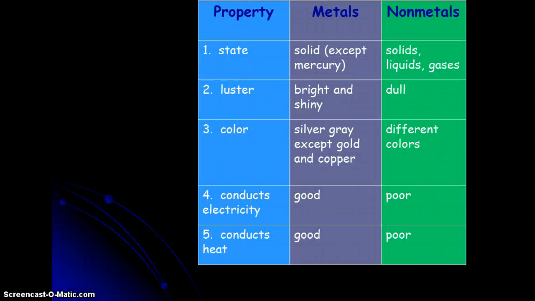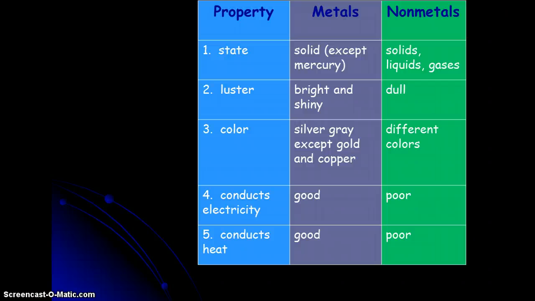Then we watched a series of 3 videos on metals, nonmetals, and metalloids, and those clips are summed up in this table where the state can be solid in metals except for mercury. In nonmetals, you have solids, liquids, and gases.